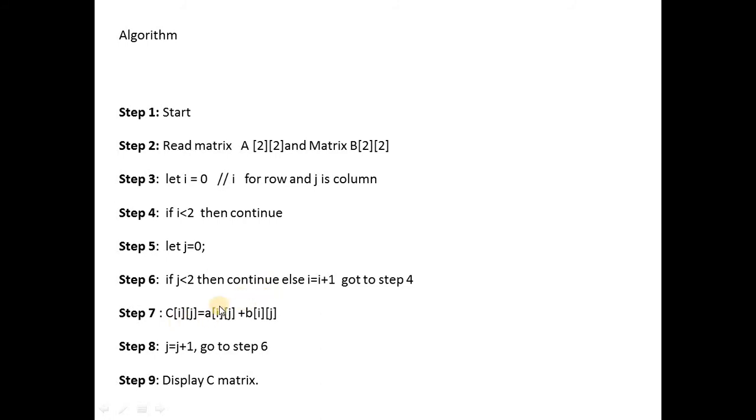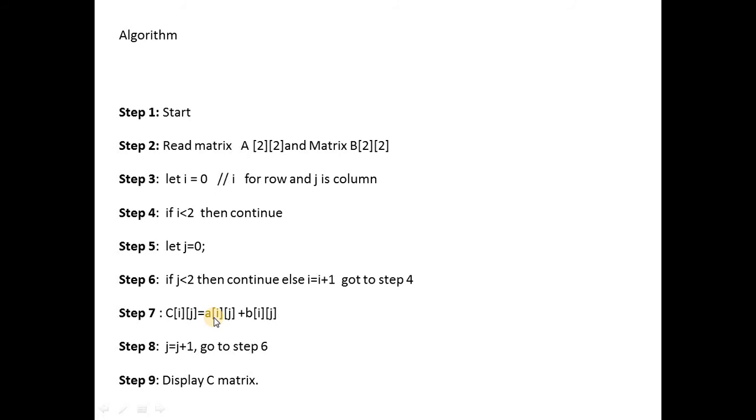So if you continue, then now you will get step 7 as C of ij is equal to A of ij plus B of ij. What are I and j here? 0 0. So whenever I explain this, you have to take a pen and paper and write the values of I and j so that you will understand properly. So C of 0 0 is equal to A of 0 0 plus B of 0 0, because I is 0 and j is also 0.